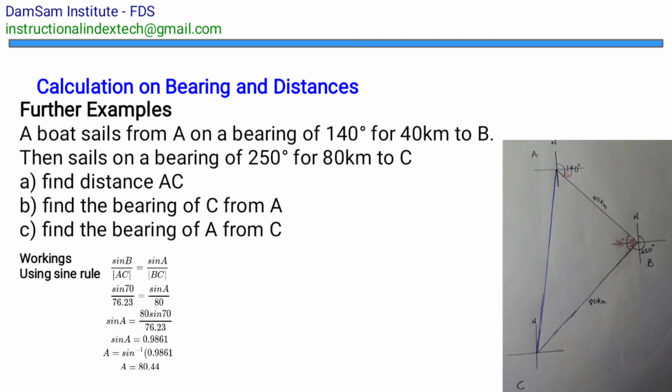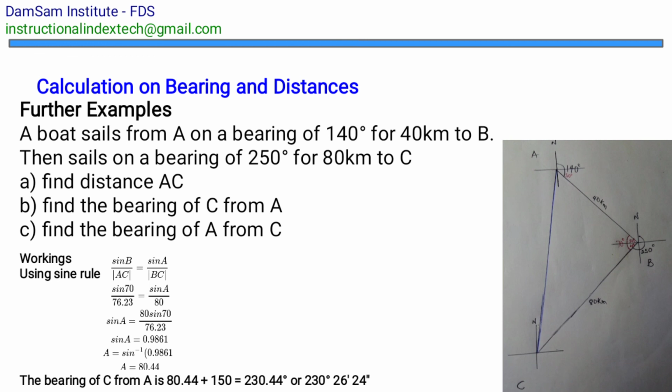So what we're finding now is sine A, and precisely angle A. To do that, we can cross multiply and make sine A the subject of the formula to give us 80 sine 70 over 76.23. When we simplify that, we're going to have 0.9861. And we take the inverse sine of both sides. Then the sine on the left hand side will be cancelled out. We're going to have A is equal to arcsine of 0.9861. And when we find what the arcsine of 0.9861 is, it's going to be 80.44.